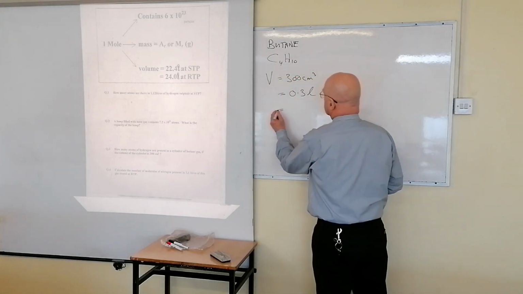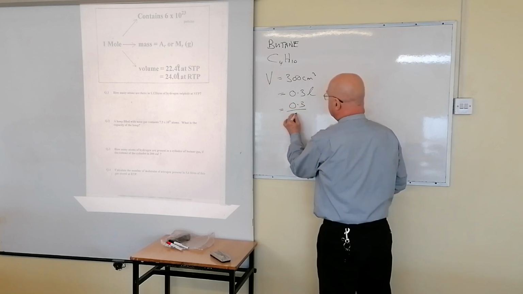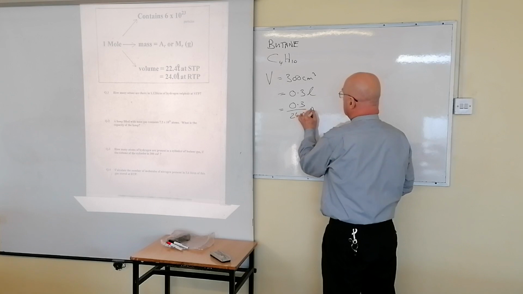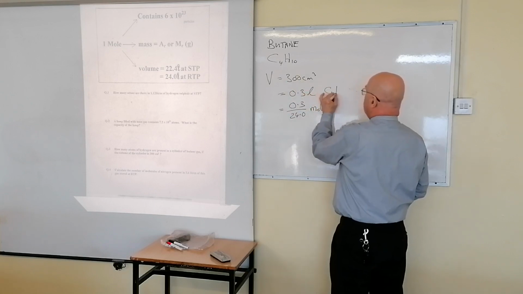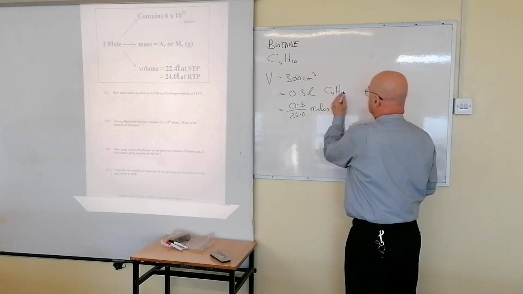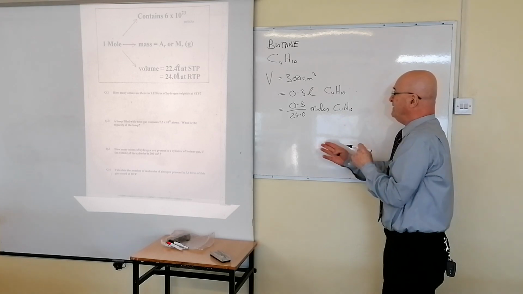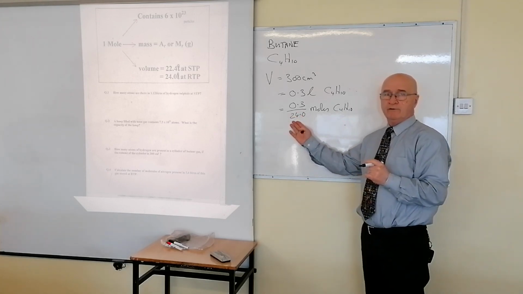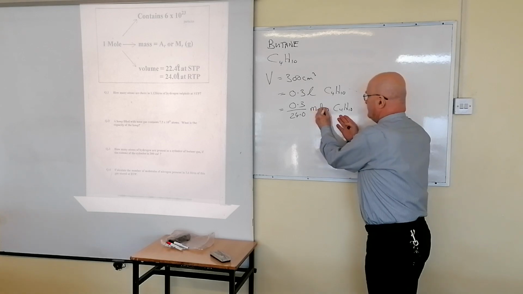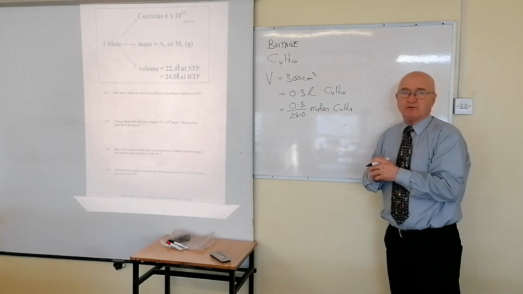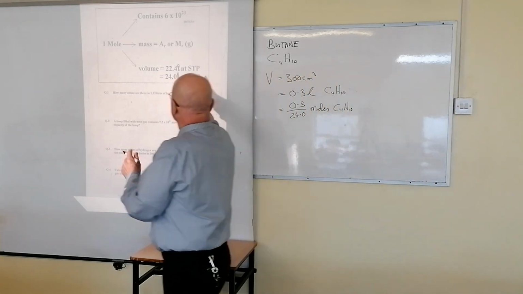And so that's equal to 0.3 divided by 24.0 moles. Now be careful, please, we're talking about C4H10. And let me repeat myself now, please. A number, a unit, and a tag, please, every time. Always tell me what you're talking about and you won't make mistakes, okay? So that's your moles. So we've got the moles.